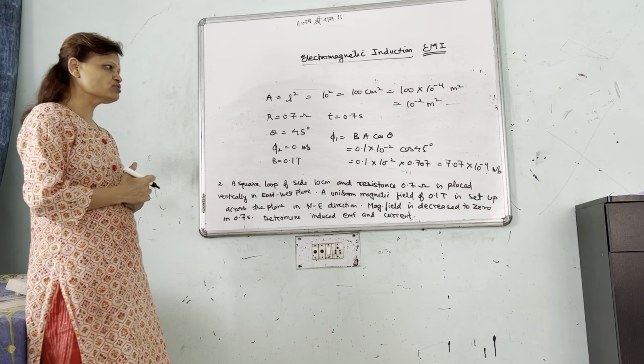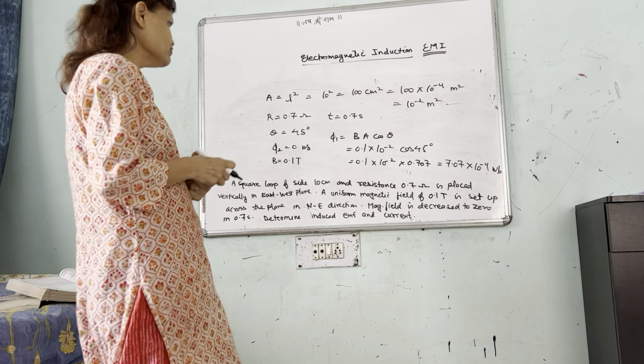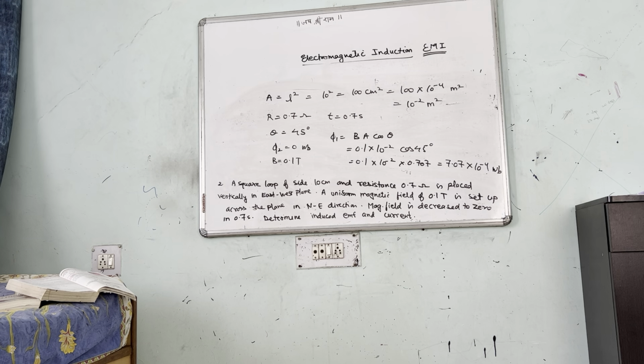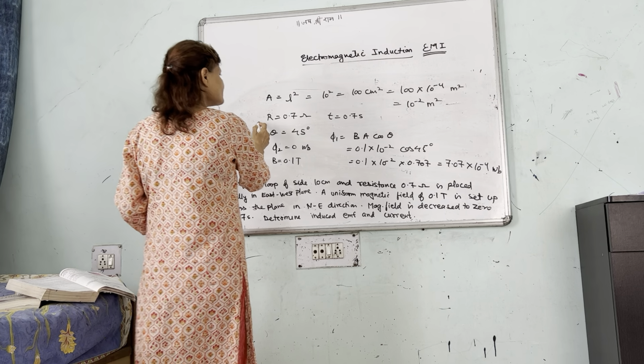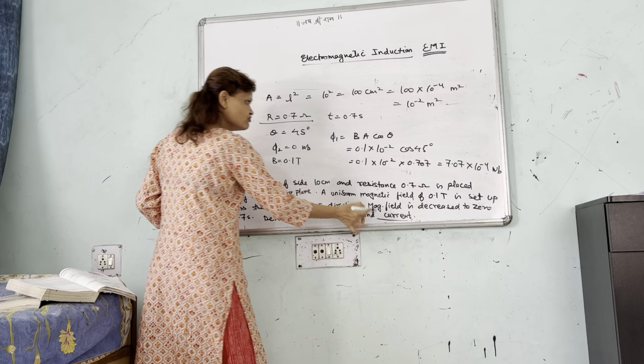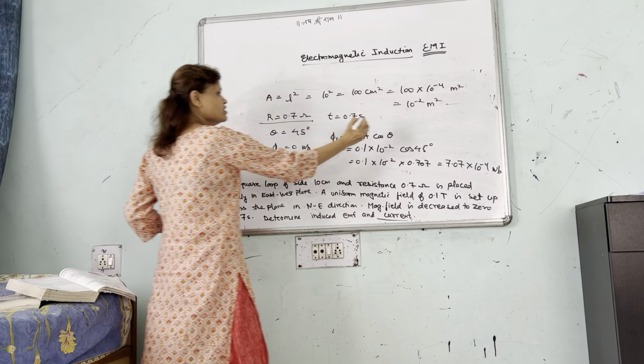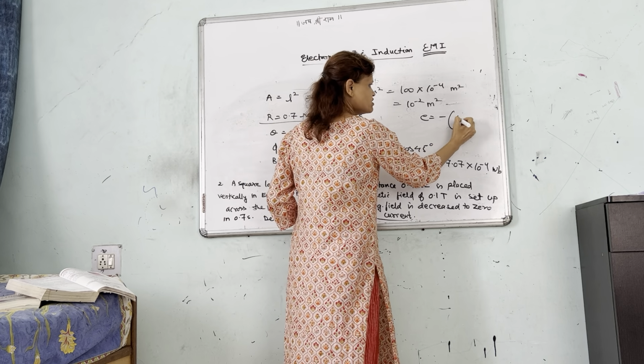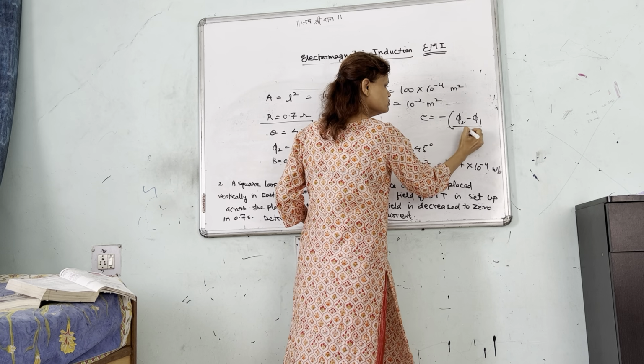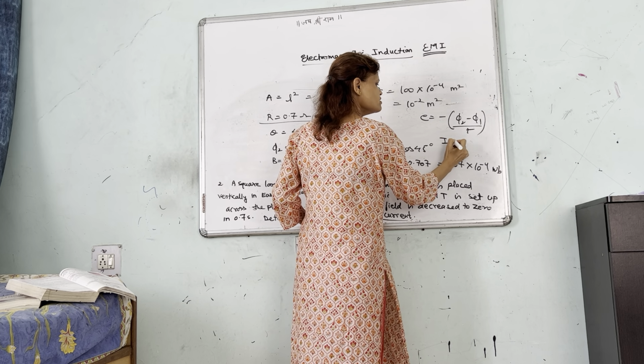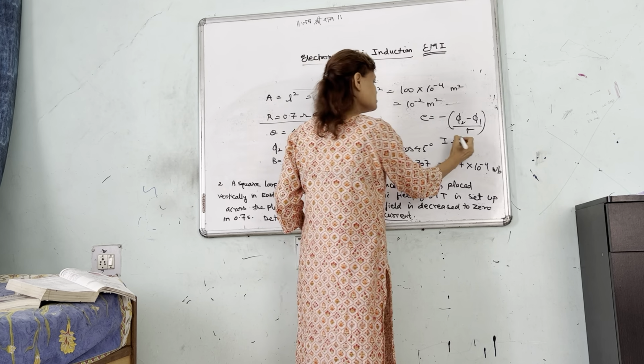Again same way you have to just find EMF by using phi 2 minus phi 1 by t. And for the current, okay, you have to just divide that by the resistance. That's why this resistance is given, because current is asked. So E equals to this, I think calculation you can do, and then current is V by R, that is your E by R.